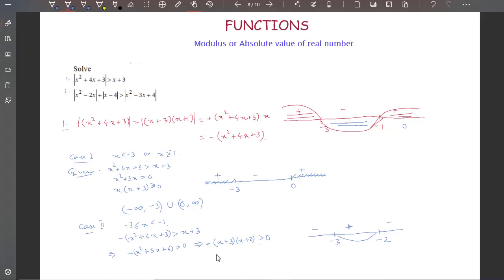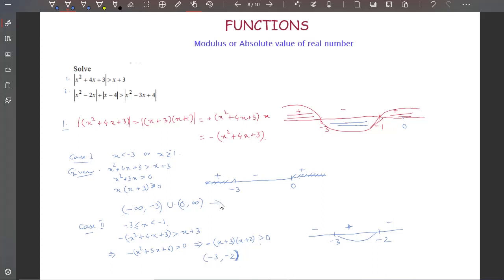-3 will be excluded. -3 to -2. -2 will not be included because it is a strict inequality. Sorry, this will be the solution in this case.